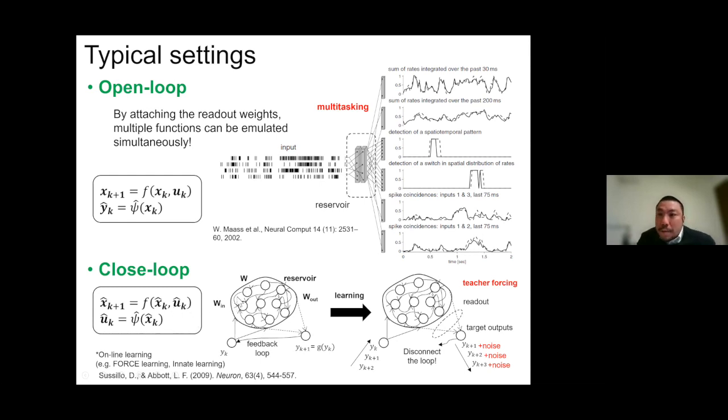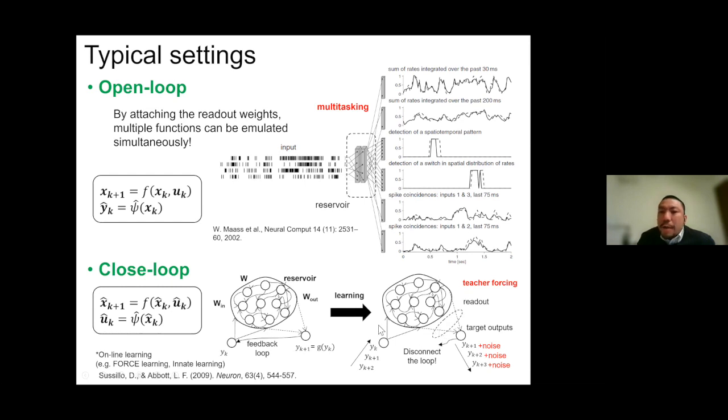And to train this, we do the same. In the training phase, we just cut off the feedback loop. And you have some target dynamical system. So you just inject the response of the target dynamical system, YK, as an input. Then you try to predict the next state of the target dynamical system. And you only tune this readout part. This is called teacher forcing.